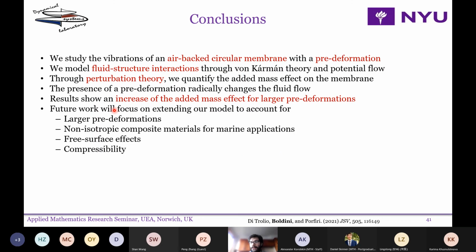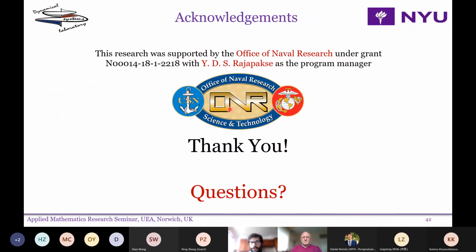So our future work will focus also on extending this model to account for some phenomena that we did not consider in this first study. In particular, we can look at larger pre-deformations that are not considered in our case, where we use a perturbation analysis. In case of marine applications, we can look at non-isotropic composite materials, in particular orthotropic composites that are now the standard. And it would be interesting also to study the interaction between the pre-deformation and the free surface effects that we have now neglected. And something else that is important to consider when considering shock waves and blast waves is the compressibility of the fluid. So with this, I would like to thank our sponsor, the Office of Naval Research, for funding our research.